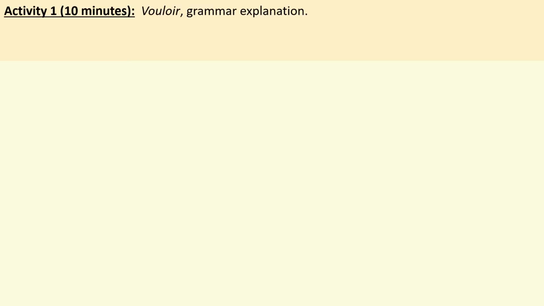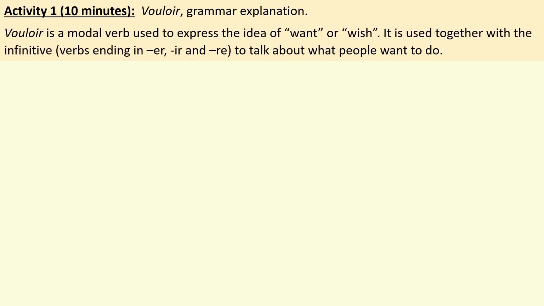So for this lesson, we are going to talk about 2 verbs, to want and to be able to. So let's start with to want. And in French, it's vouloir. Now, vouloir is called a modal verb, and it is used to express the idea of want or wish. Like, I want to go to the cinema, or I wish to go to the cinema. In French, it's exactly the same word. It is used together with the infinitive.